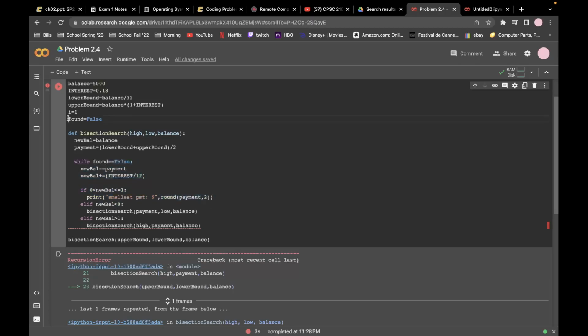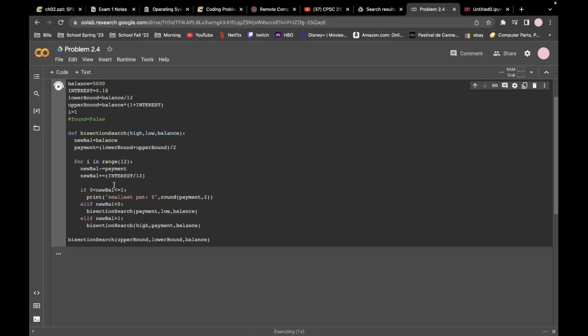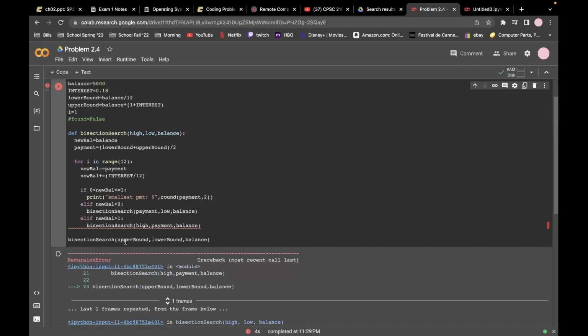Oh wait, I think this was supposed to be a normal for loop here. For i in range of 12. And then we set i equal to 1 for the first month. So this should just iterate over 12 and stop, over 12 months, starting at 1.